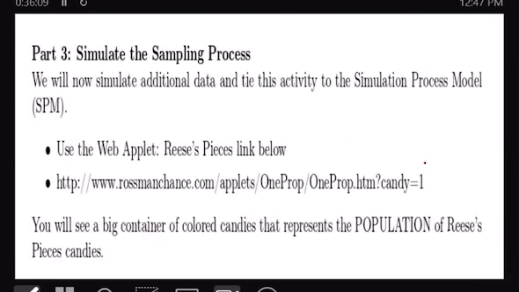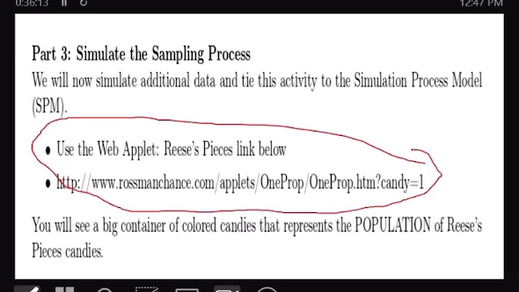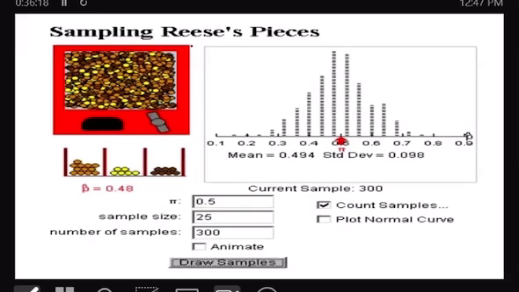Please take a look at this. There's a particular website, and in that website you're going to see a lot of candies. It is called Reese's Pieces. If you take a look, there are a lot of candies. They are in equal number; the number of yellow is the same as the others, but you mix them together.